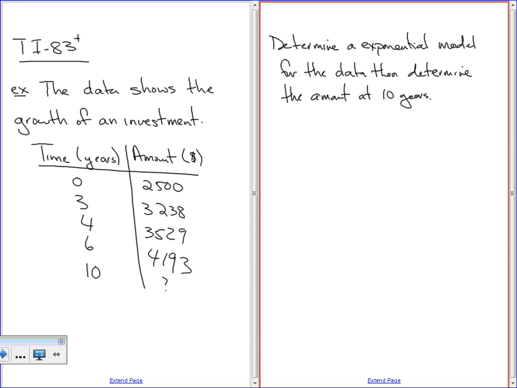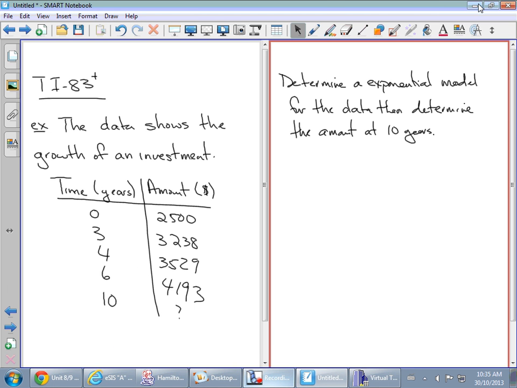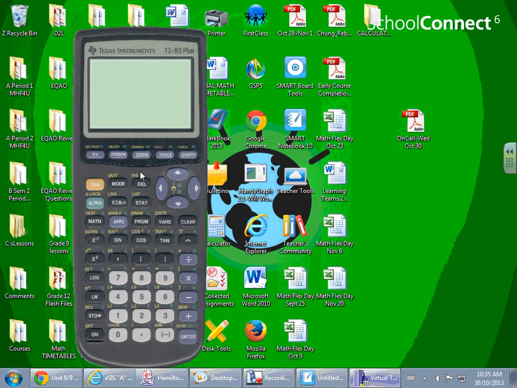Great. So then I want to determine an exponential model for the data and then determine the amount of money in 10 years. So again, you can do this algebraically. You're not responsible in this course to do it algebraically. You're responsible for being able to do it using a graphing calculator. Okay? So what you would do is take out your graphing calculator. Turn it on.